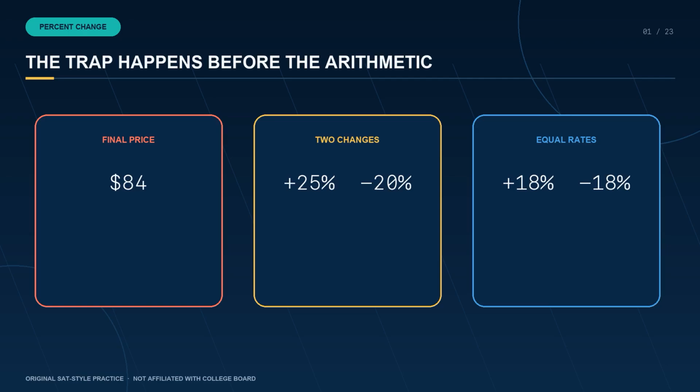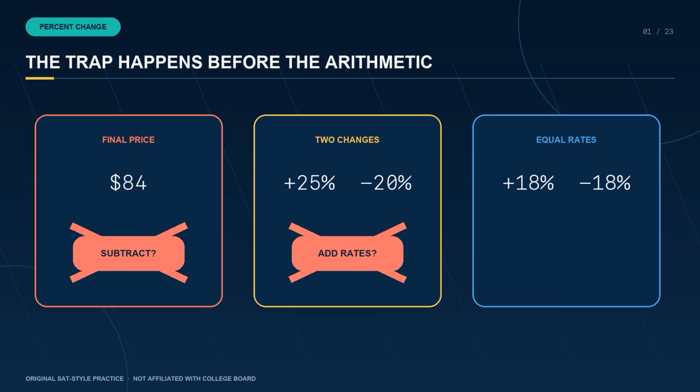Percent questions rarely beat you with arithmetic. They beat you one decision earlier. Which value is the base? A final price tempts you to subtract. Two changes tempt you to add the rates. Equal percentages tempt you to cancel them.